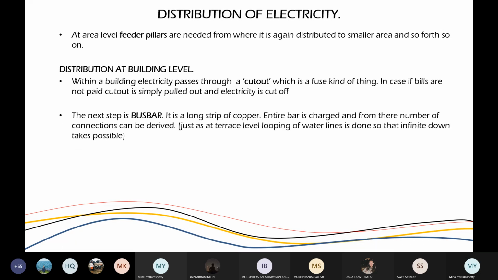The next step is a bus bar. Okay, understand these words, bus bar. I don't know what the name means or what the work is, because I cannot relate this to a bus, but it is called a bus bar. The next step is this. Now it is nothing but a long strip of copper. Now why copper? So what do I do?